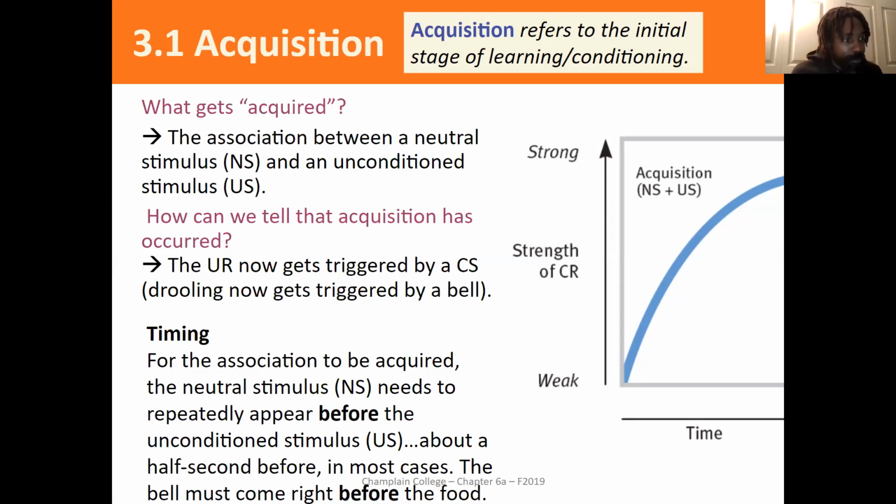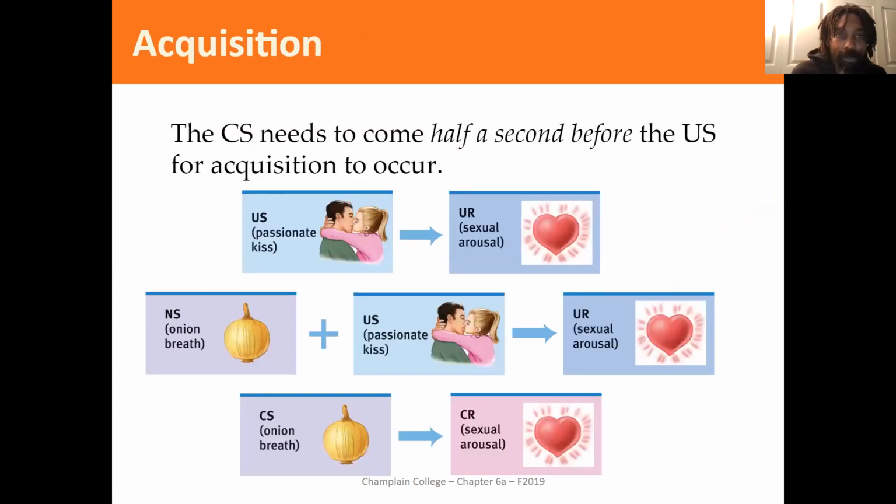Let's move along. Acquisition. The conditioned stimulus needs to come half a second before the unconditioned stimulus for acquisition to occur. So if we're using the example that we saw at the beginning of this lecture, the unconditioned stimulus was the passionate kissing, right? The onion breath starts off as a neutral stimulus, and then if the acquisition occurs, will become a conditioned stimulus.